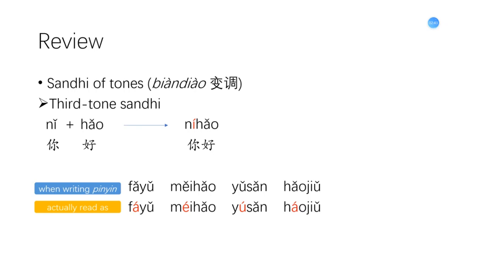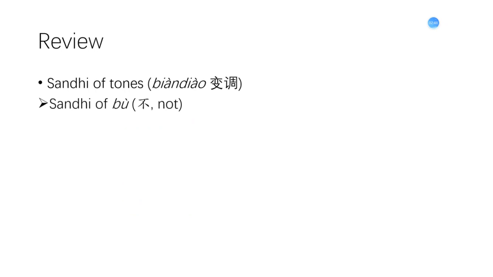And then we learned the other Sandhi of tones, which is the Sandhi of bu, right? So the meaning of bu in Chinese is not. So bu is a negative adverb. We place bu before a verb to make it a negative form of the verb. Okay, so what are the rules of the Sandhi of bu? Please first try to answer by yourself, okay?